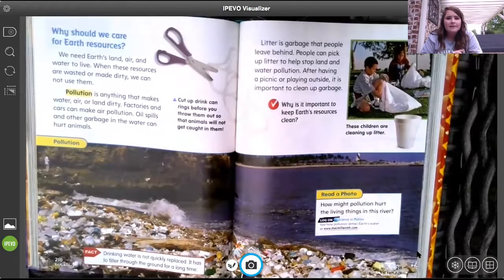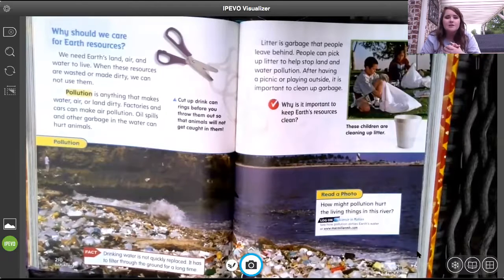People can pick up litter to help stop land and water pollution. After having a picnic or playing outside, it is important to clean up garbage. Okay, so if it's a really hot day in the summer and you run inside and you get a cherry popsicle and you eat your popsicle and you say, I'll just throw it on the ground. Is that a good choice? No, you are polluting the land.